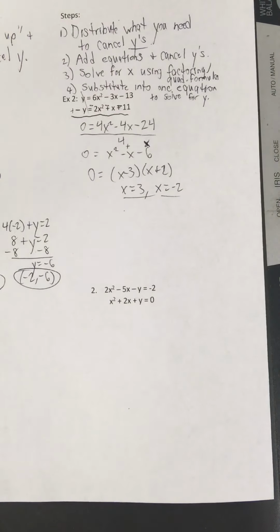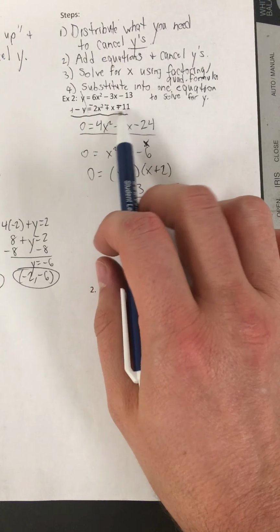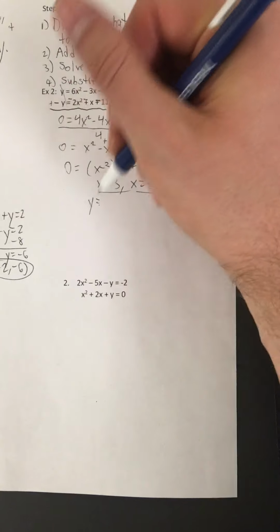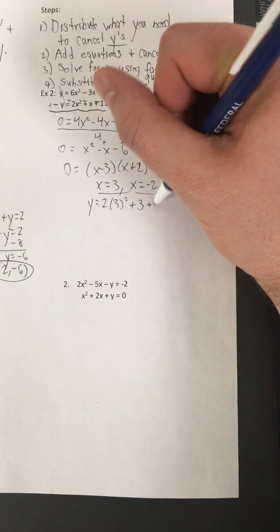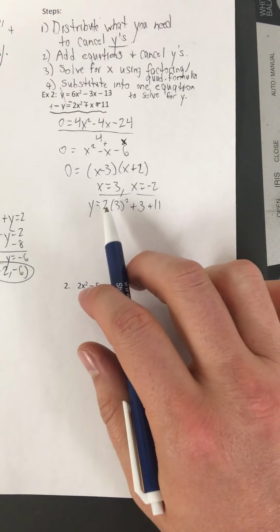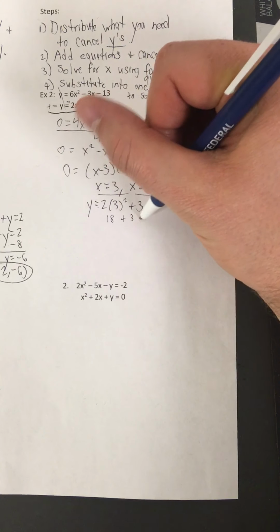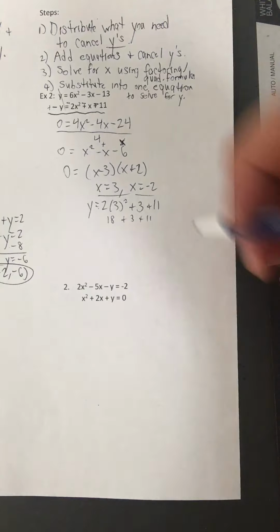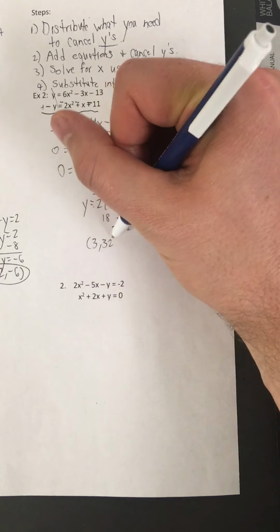Almost done. How do you find the y's? You plug those back in. You go back to either equation, doesn't matter which one. I'm going to use the second equation, and I'm going to use the original one before I distribute the negative. So y equals 2 times 3 squared plus 3 plus 11. So let's see, 3 squared is 9, times 2 is 18, plus 3 plus 11. What is that? That's 21, 31, 32. So my first answer is going to be (3, 32).